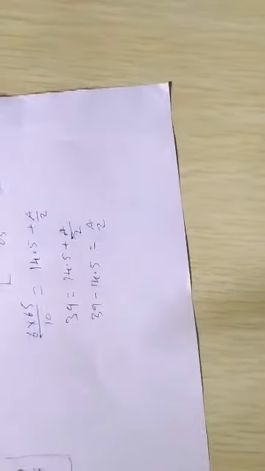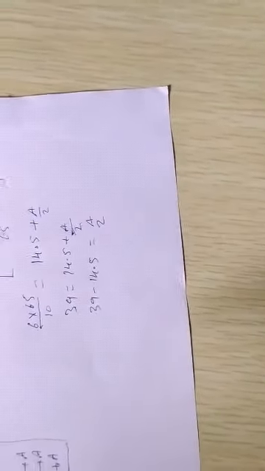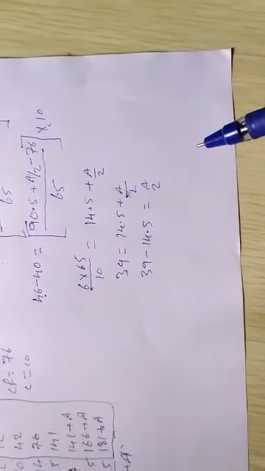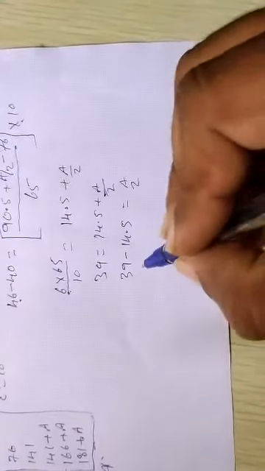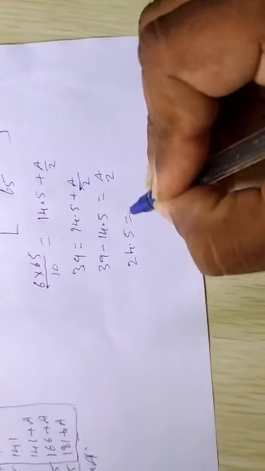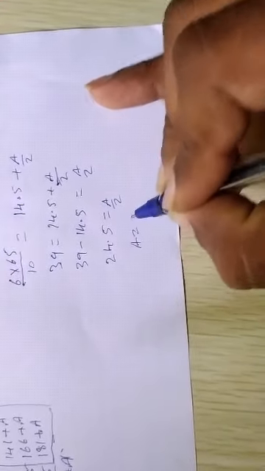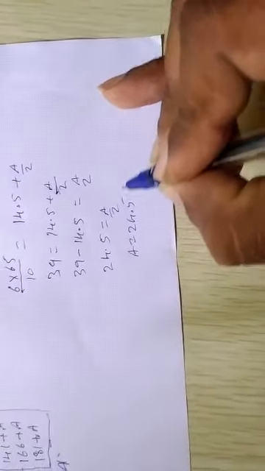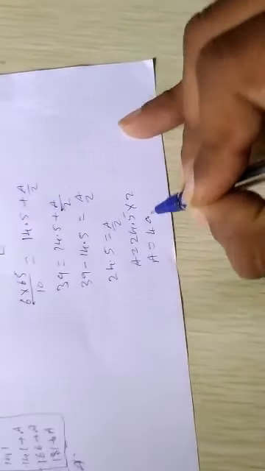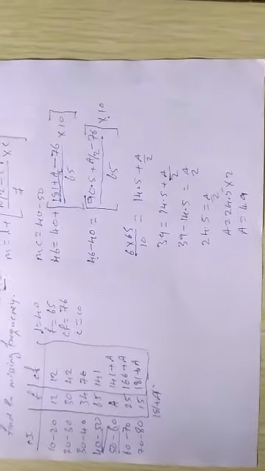39 minus 14.5 we get 24.5. So 24.5 is equal to A by 2. Now take the 2 to the other side, so we get A is equal to 24.5 into 2. So A is equal to 49. So we have the value: A is equal to 49.